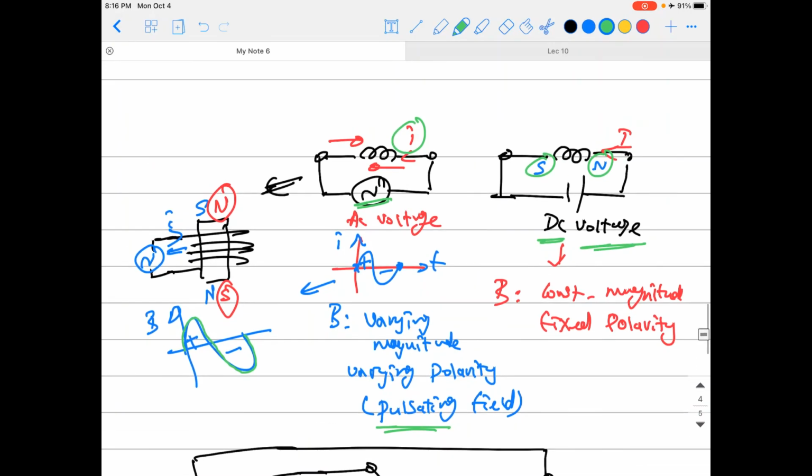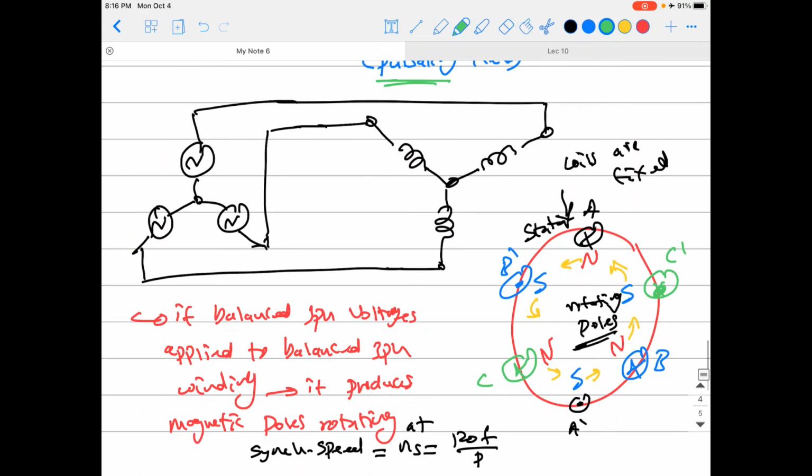But we don't just have one coil, rather we have three-phase winding, three-phase coils connected together like this in Y or in delta, whatever it is, and supplied from a three-phase supply. Magically, it is not pulsating anymore. It will have poles like that, but rotating around the circumference of the stator. How this is done, I will prove it to you, but not now. Just take my word for it now.